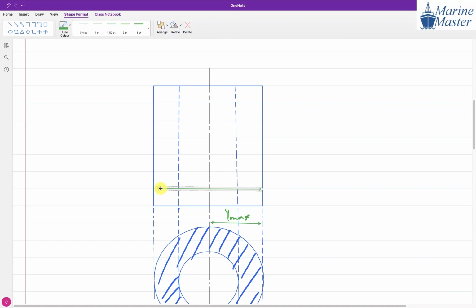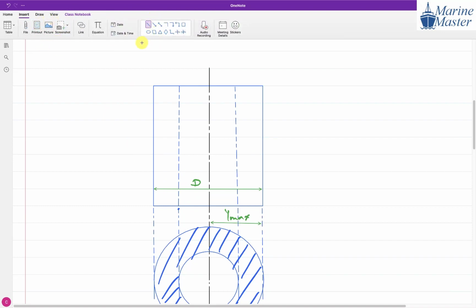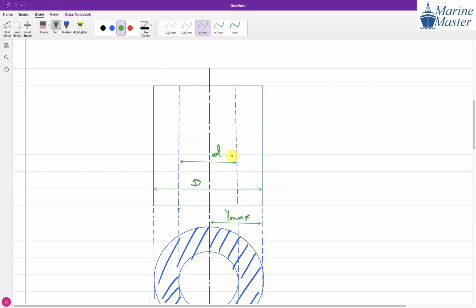Then here this is the outer dia. Outer dia is capital D. Then we will have the inner dia here. Inner dia will be small d. Now what thing is missing here, guys?